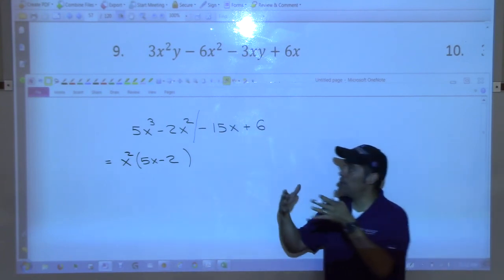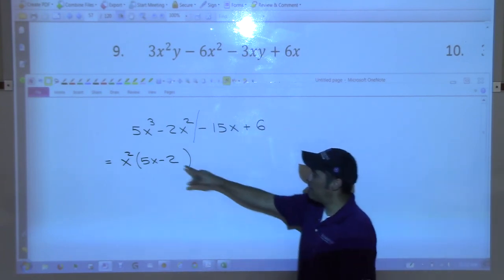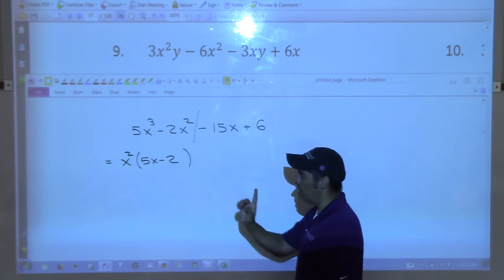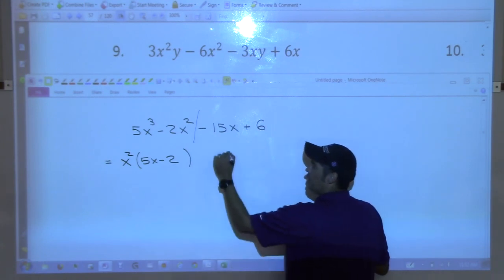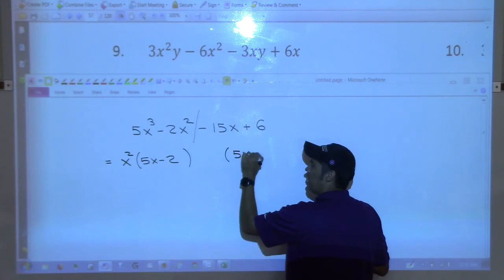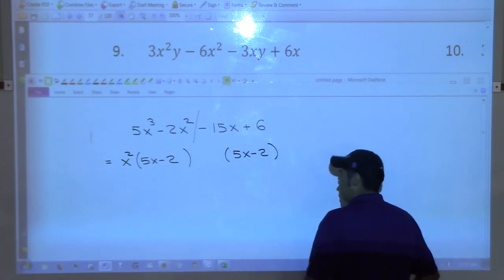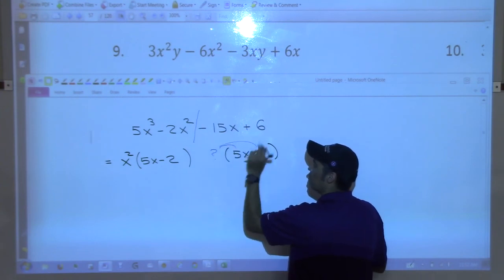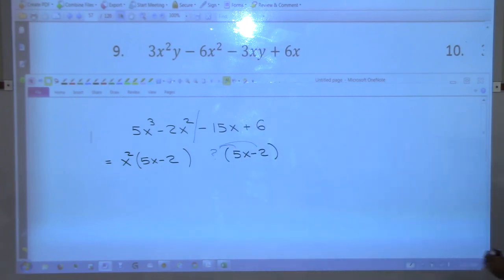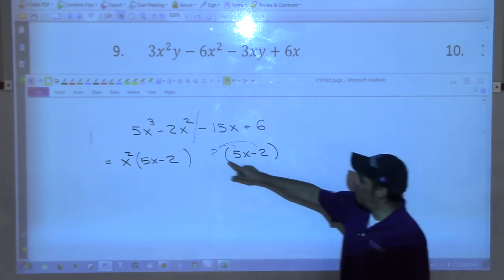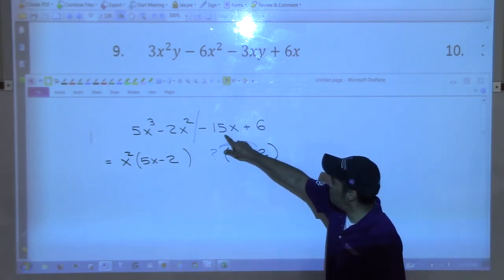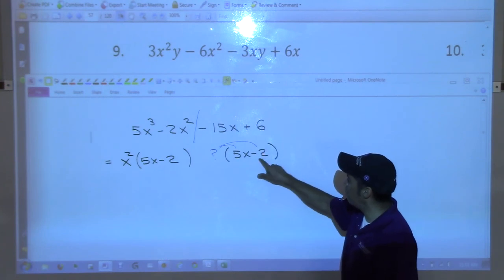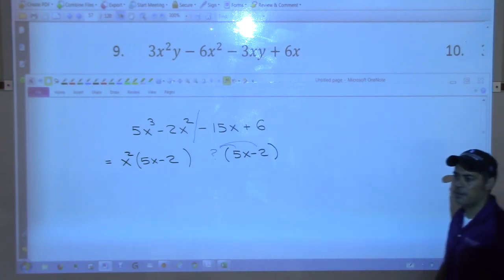But what is the ultimate goal? To get it to look like this. So can I try and force you to try that again? If this has to be 5x minus 2, then Timothy, can you come up with a number that you put out here that would distribute through to give you back that? So think about it for a second and see if you can think of a number that would multiply times this to give you negative 15x and then go through multiply times this to give you positive 6.